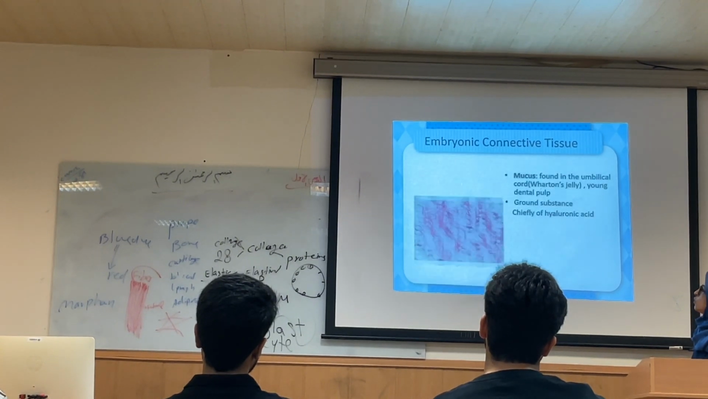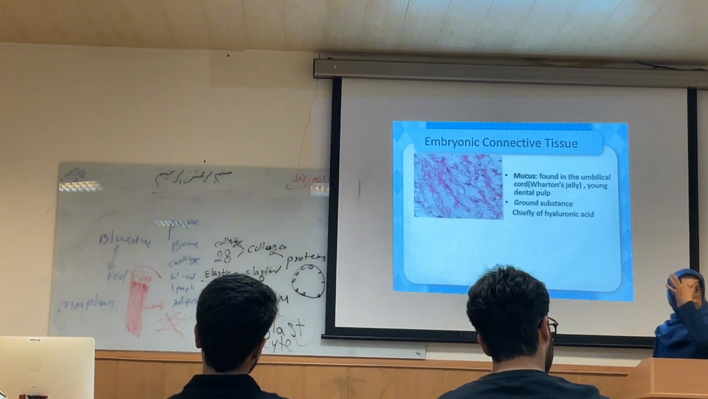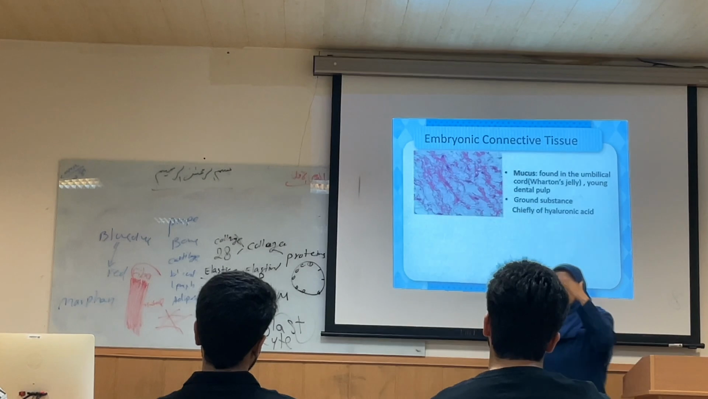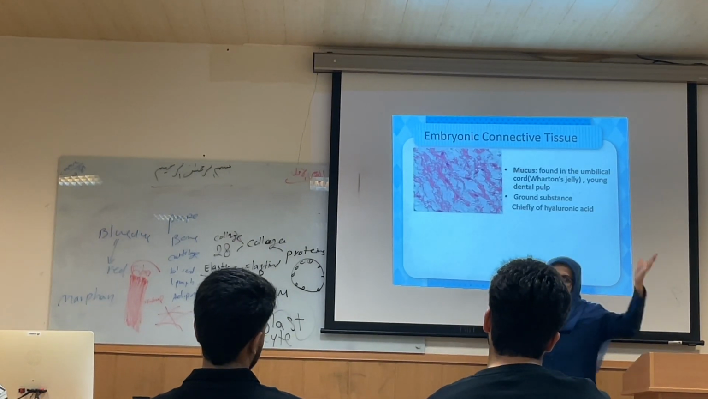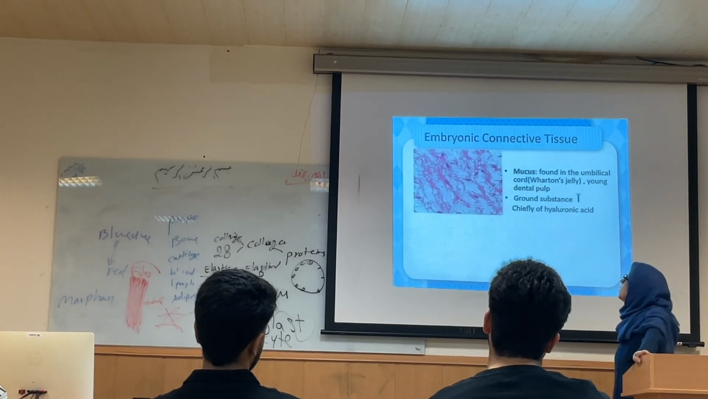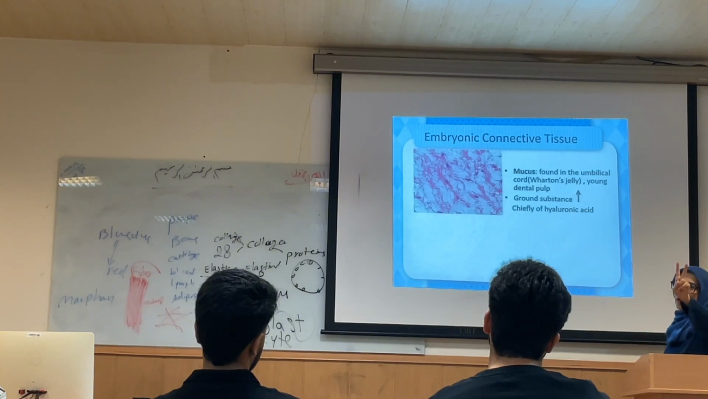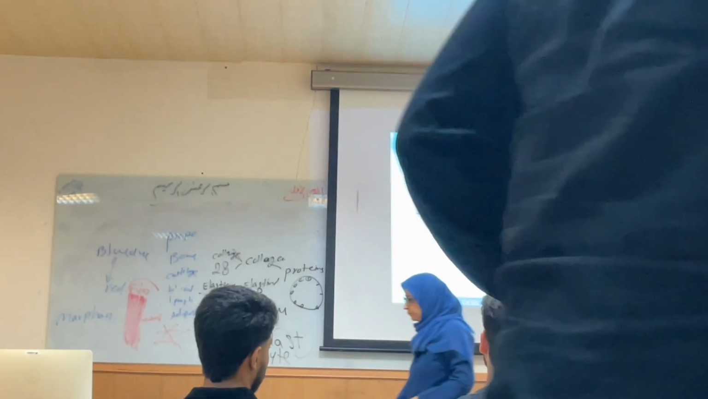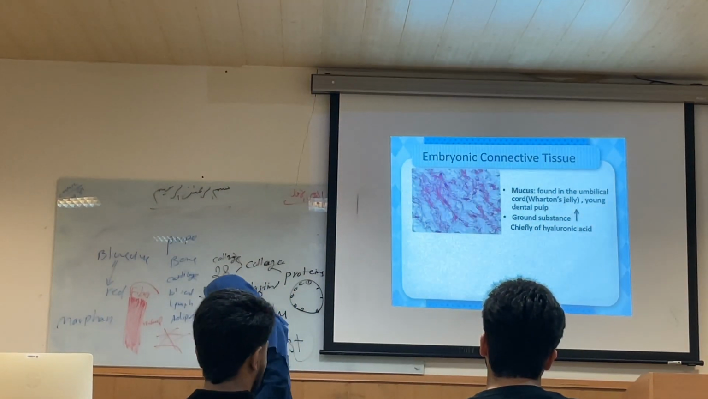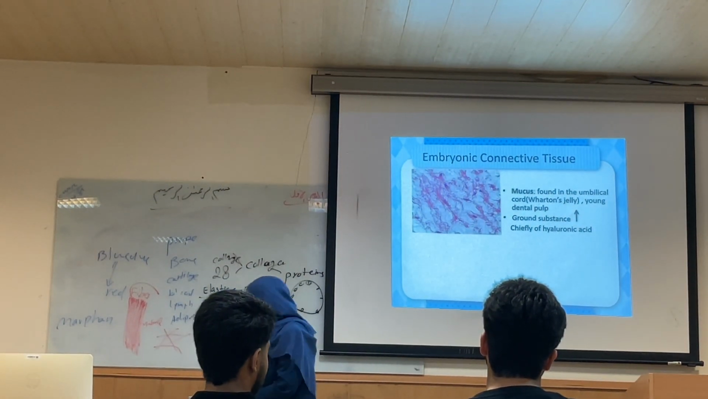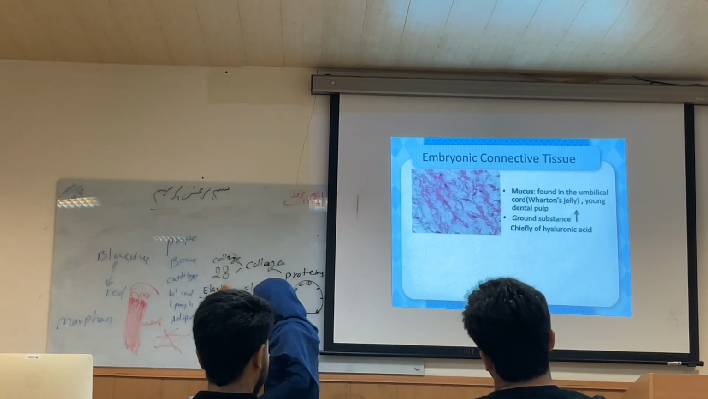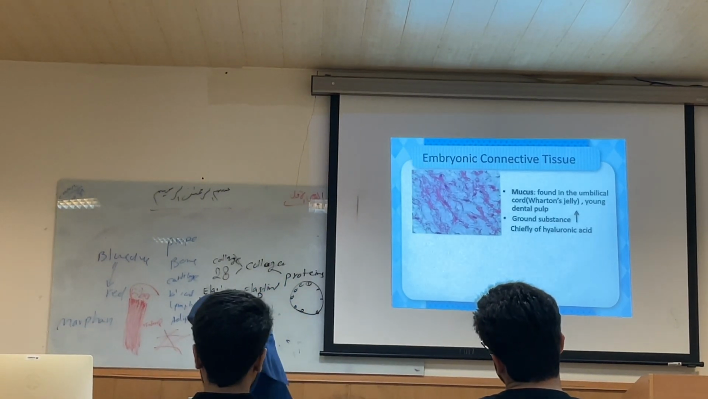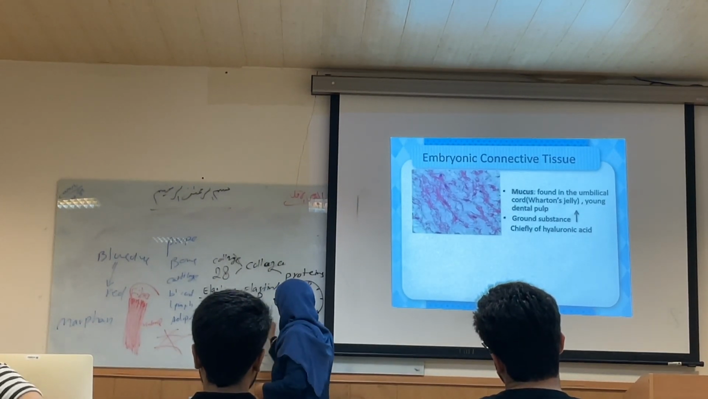Embryonic connective tissue and the adult connective tissues such as cartilage and bone have a separate section. Embryonic connective tissue has two types. Mucous tissue is found in the Wharton's jelly. Do you know the Wharton's jelly? In the embryonic period, the embryo is in the uterus, yes?